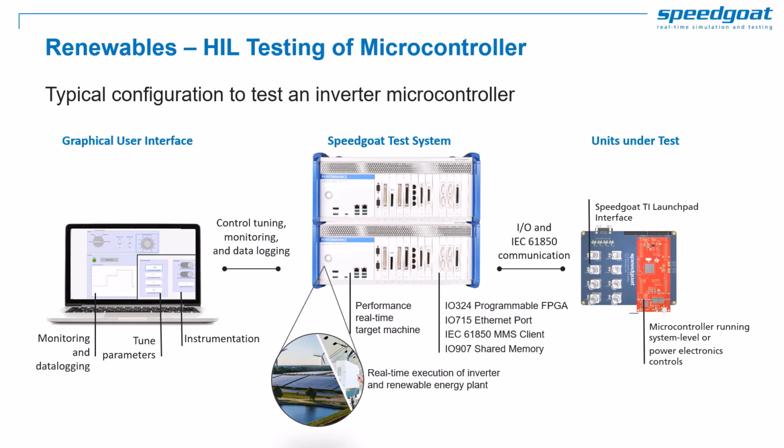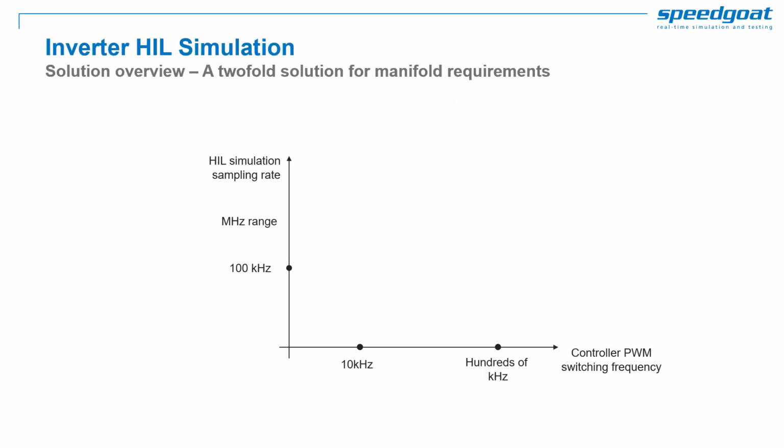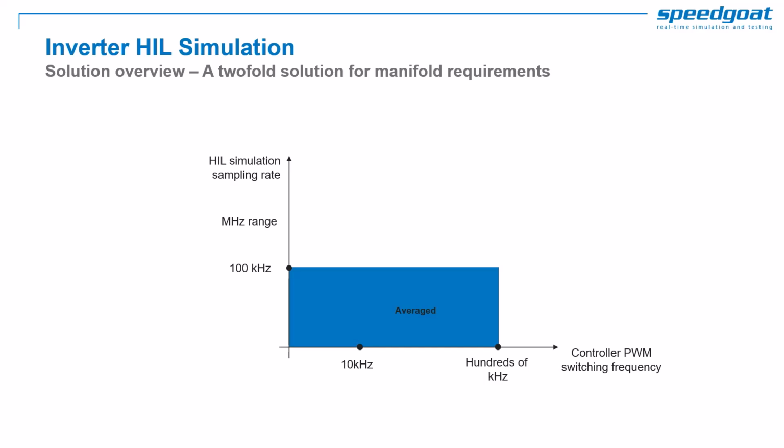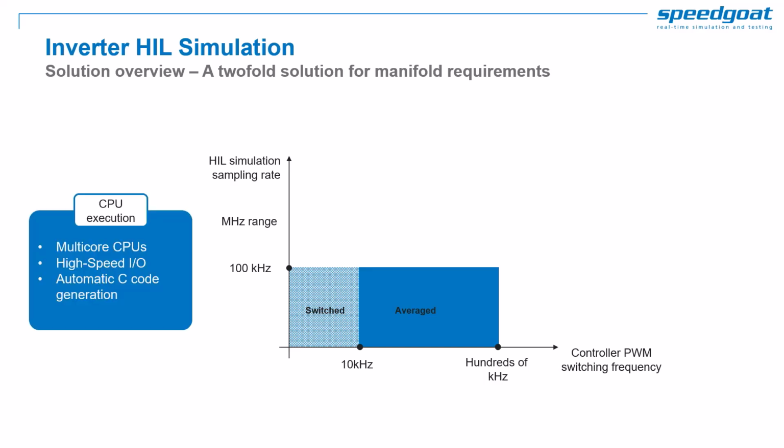HIL testing of a converter controller accelerates deployment and ensures safe operation of the system under all possible fault conditions. Now, simulation fidelity and speed are crucial for inverter HIL simulation, so you can leverage a twofold solution to meet diverse requirements. For simulating averaged inverter models that ignore switching effects, and for detailed switching models of inverters running up to 10 kHz, you use a CPU-based workflow.